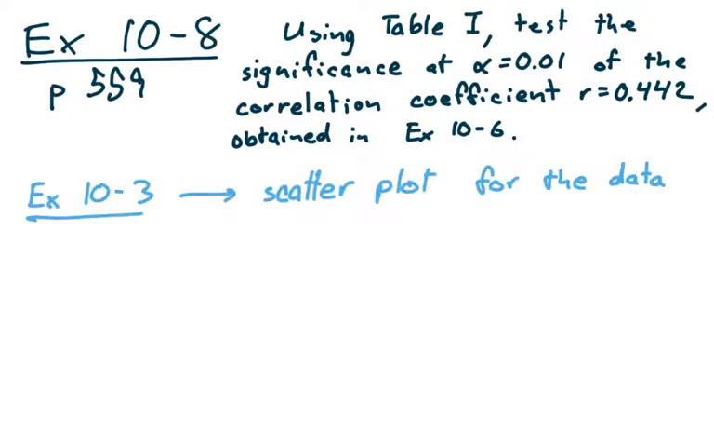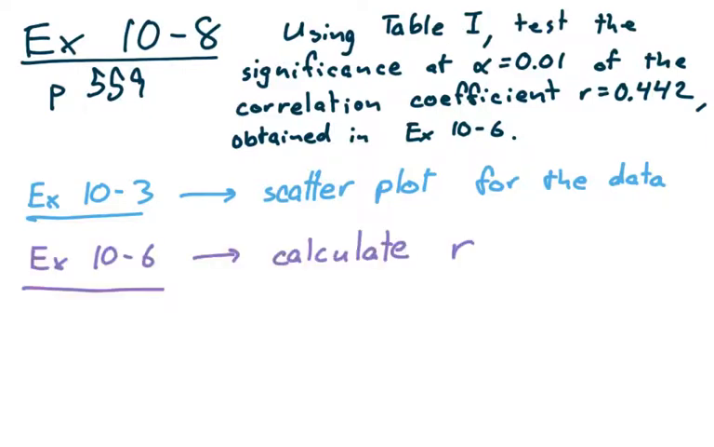In example 10-3, we first constructed a scatter plot for the data. We observed that there appeared to be some linear relation between the X and the Y for this data. And then in example 10-6, the next thing that we would do, if we noticed that our scatter plot looked like it was kind of following a straight line path, is we'll go ahead and calculate R. We'll calculate the correlation coefficient.